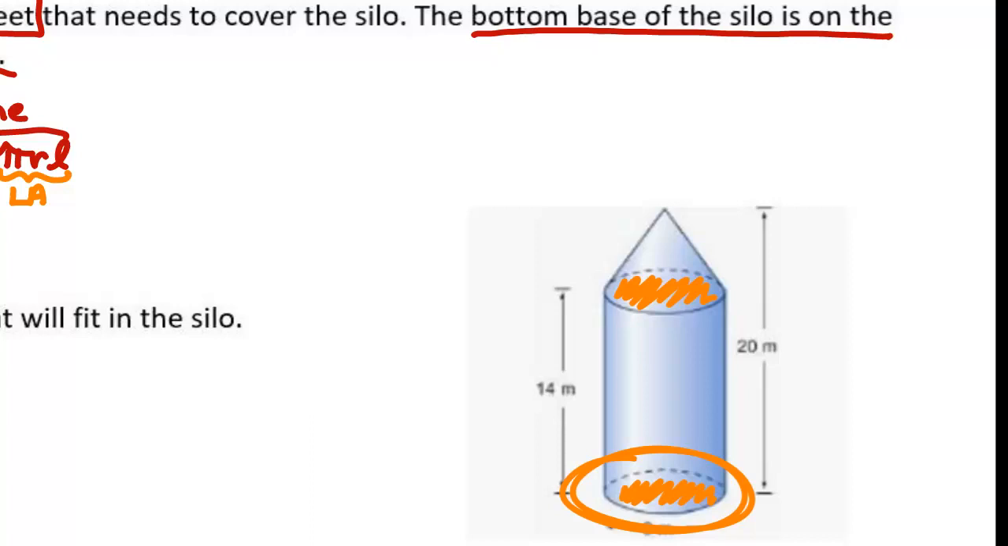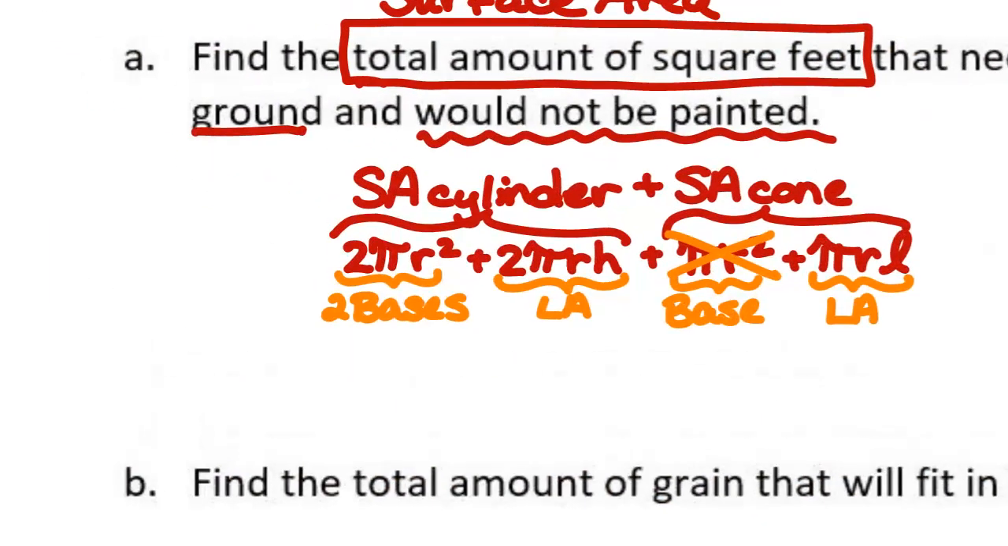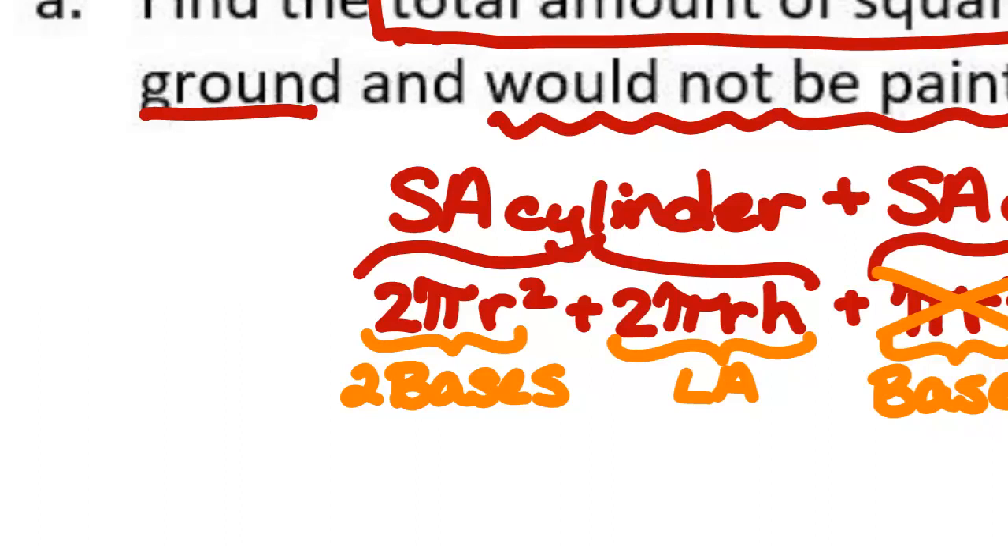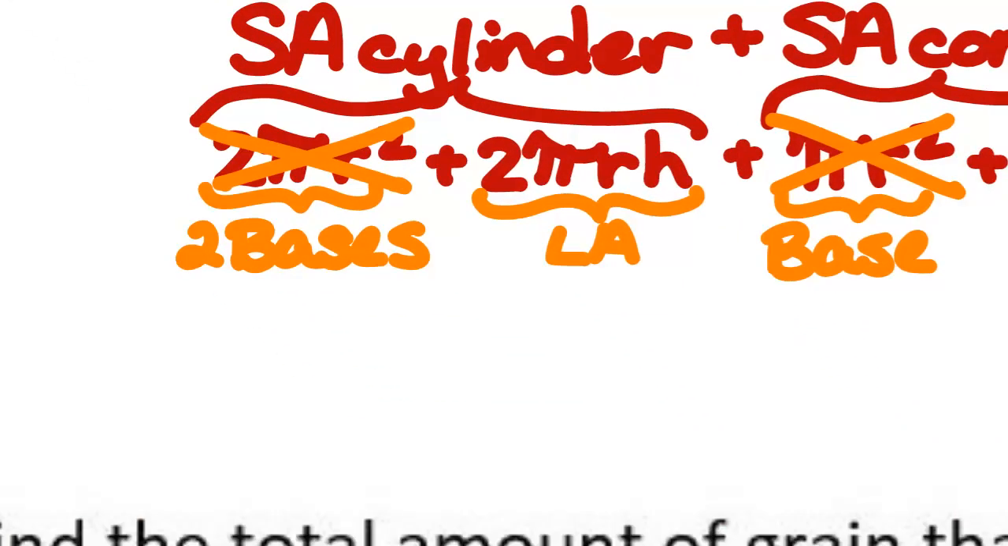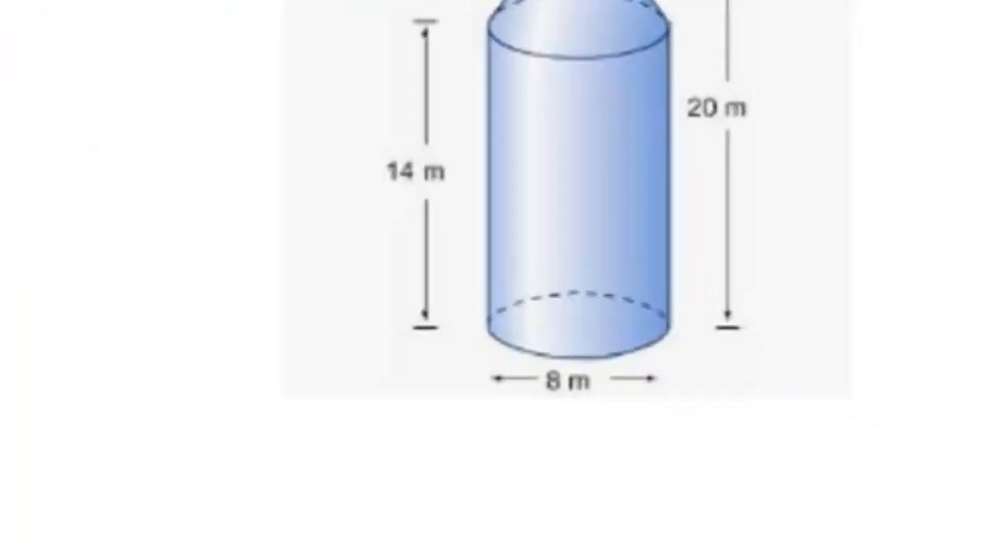What's it say? Yep, it says the bottom base of the silo is on the ground and would not be painted. So are we painting either of the bases on the silo? No, not on the cylinder. So 2 pi r squared gets thrown out. All right, so to find this area, 2 pi times my radius. Well, it shows me here that the diameter is 8 meters. So my radius is going to be 4 meters.